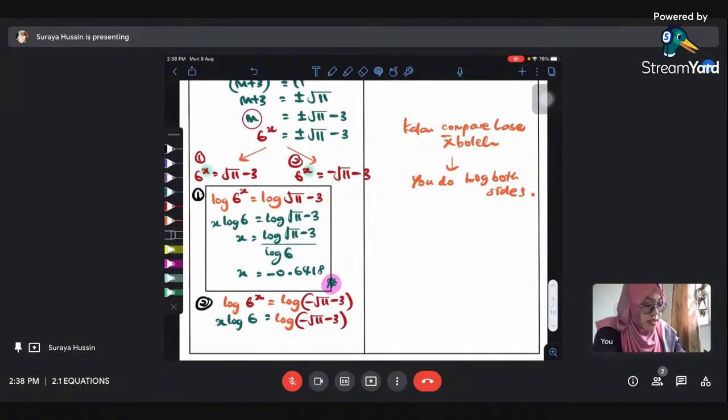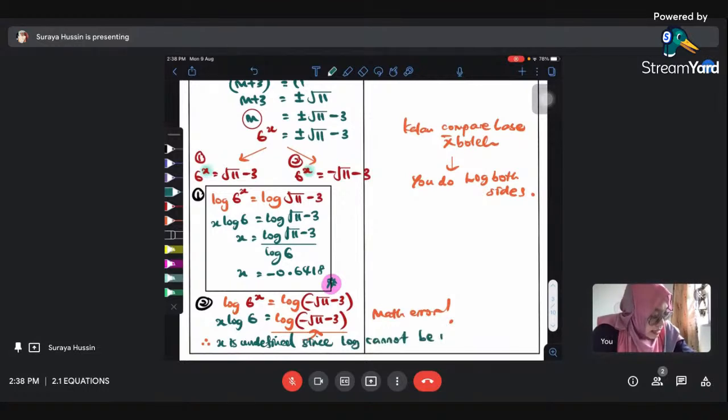And then you will realize that, oh my God, log negative. You press calculator. Will you see an answer here? It is going to give you maths error. So kalau maths error, you know that this thing is undefined. Jadi maksudnya dekat sini, you boleh buat in conclusion, your X is undefined since log cannot be negative.